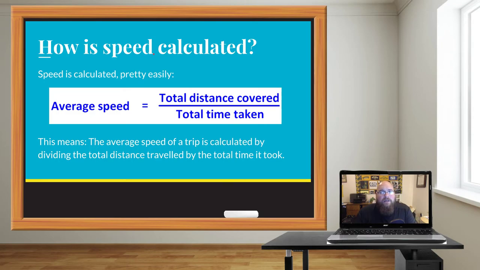So then how do we calculate speed? Speed is calculated with a simple equation. Average speed equals the total distance covered in a trip divided by the total time it took to finish that trip. This means, of course, we're going to be dividing distance by time.